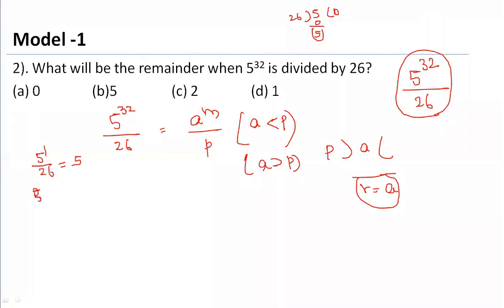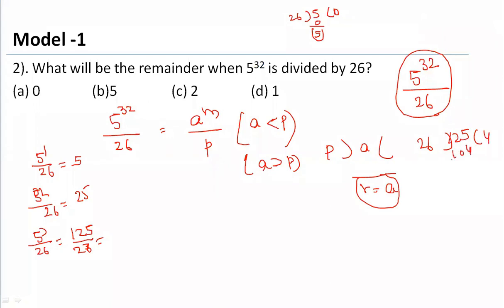Next, 5 square divided by 26. 25 by 26, so 25. Next, 5 cube divided by 26. What is 5 cube? 125, na, 125 by 26. Take it out: 26 fours are 104, done. So 21 is the remainder. I can give you a hint, guys.